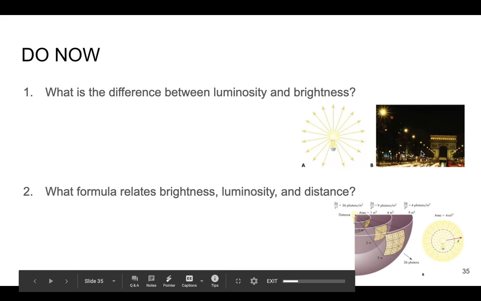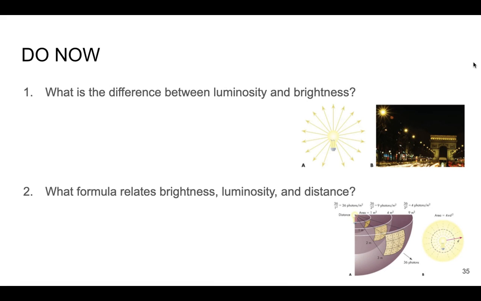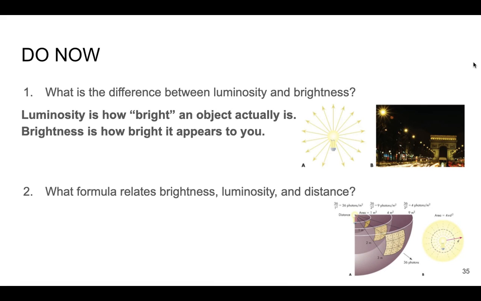So, quick review. What is the difference between luminosity and brightness? In plain English, they kind of mean the same thing, but in astronomy, they have separate meanings. In astronomy, luminosity is how bright the object actually is, and brightness is how bright it appears to you. So if we're looking at all of these street lamps here, these guys all have the same luminosity. The bulbs are all basically identical. They're all putting out the same amount of light, so we say they all have the same luminosity.